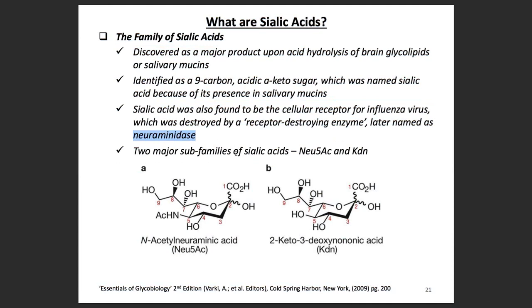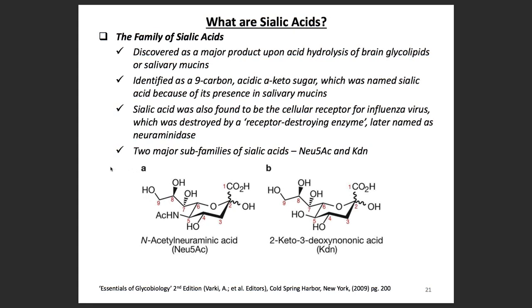There are two major subfamilies of sialic acids. For example, N-acetyl neuraminic acid, which is also sialic acid, and 2-keto-3-deoxynonanic acid. The difference between us and chimpanzees is that one particular group is simply not there in chimpanzees. Just one oxygen atom is simply not there, and that makes all the difference. I think Dr. Waki highlights it a whole lot: what is the difference that arises because of this particular aspect? And people have not as yet been able to pinpoint it.